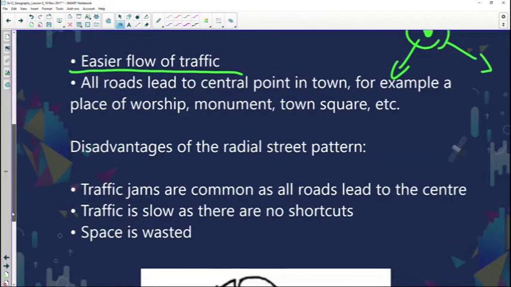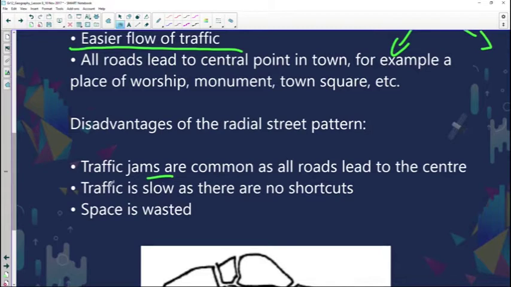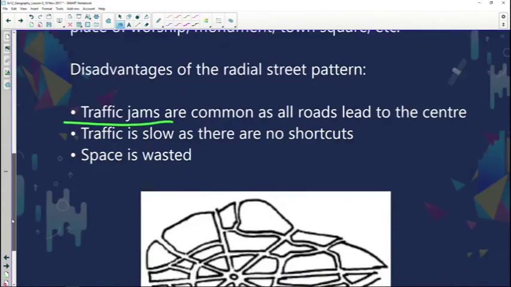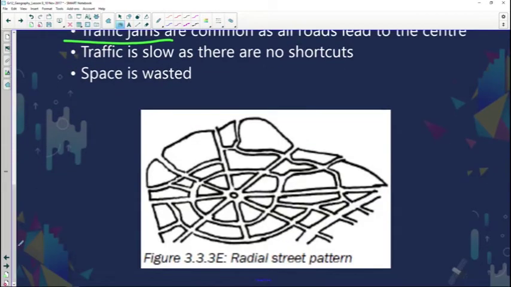The disadvantages: it can cause traffic jams, and the traffic is quite slow because of the curved roads. Now there's the example of a radial street pattern. As you can see, everything leads to the central point, and this central point might be a historical monument or it might be a church.